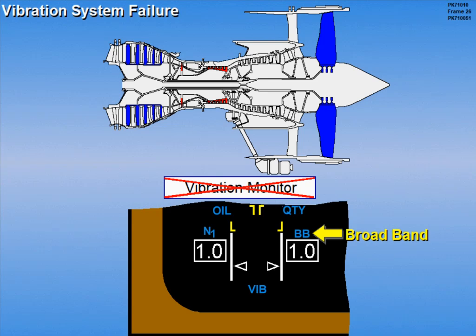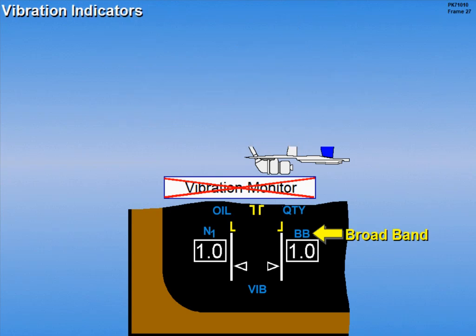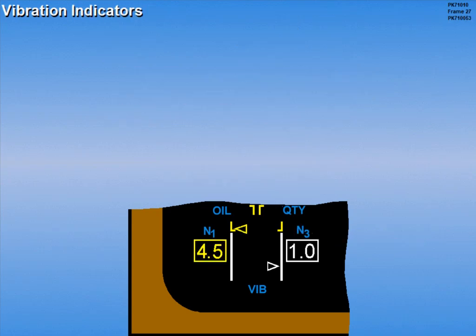Broadband vibration will indicate if any speed signal is lost or if a tracking filter is faulty. When the level of the tracked vibration exceeds 2.5 units, the vibration indications for both engines are displayed automatically, and the engine vibration and pointer of the affected engine change to amber.